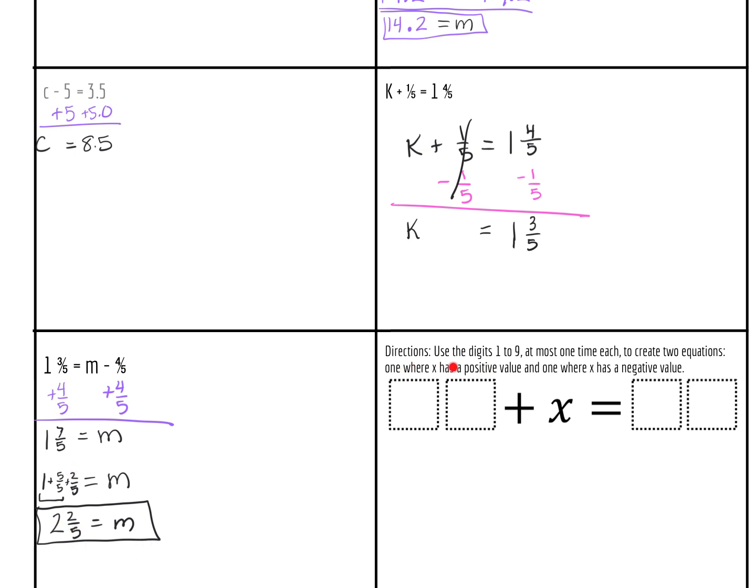All right, for this one, use digits 1 through 9 at most one time each to create equations where x has a positive value and where x has a negative value. Go ahead and give it a try if you'd like to. See if you can figure out what you can do with this one. Make sure you've taken all your notes and then get started on your checking for understanding. Good luck.